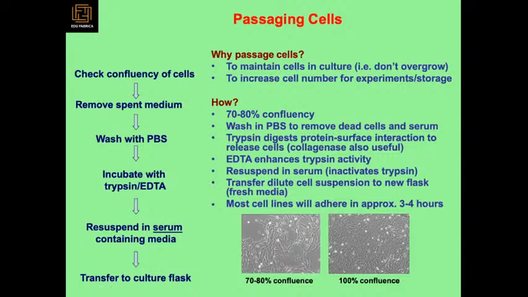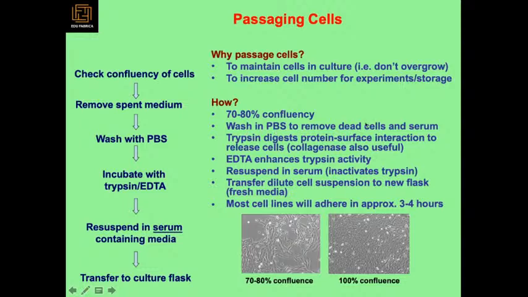So what is passaging of cells? Basically, passaging means maintaining cells in culture so that they do not overgrow. Because if they keep overgrowing, they will start producing toxins within the cell medium and they start to die. So how do we check this? How do we passage them? We see if the confluency is around 70 to 80%, like in this case.